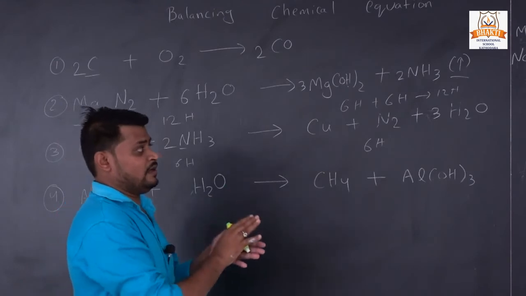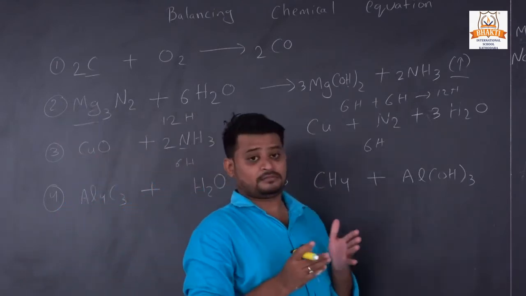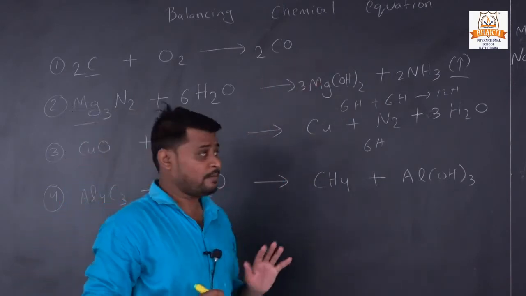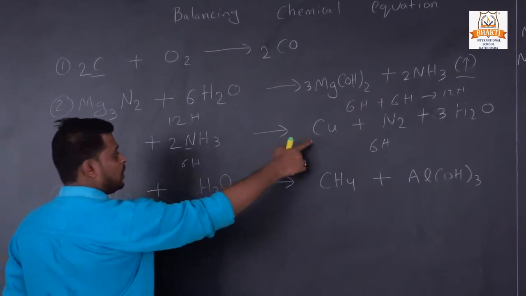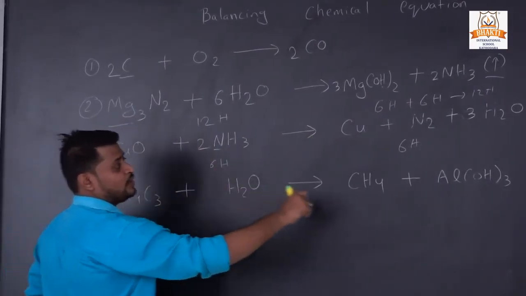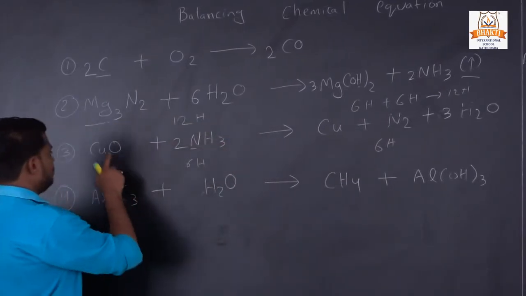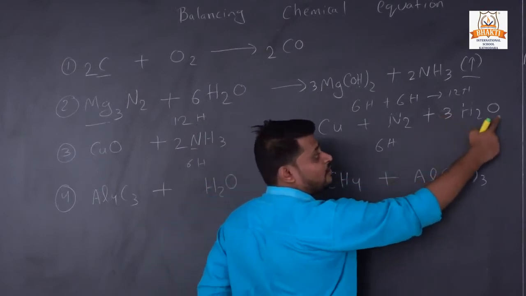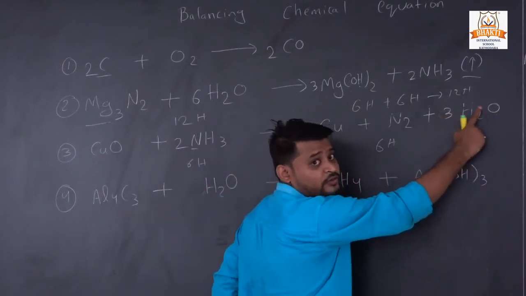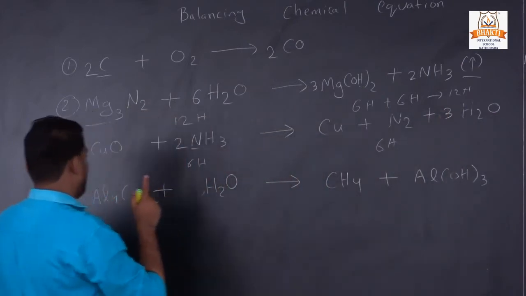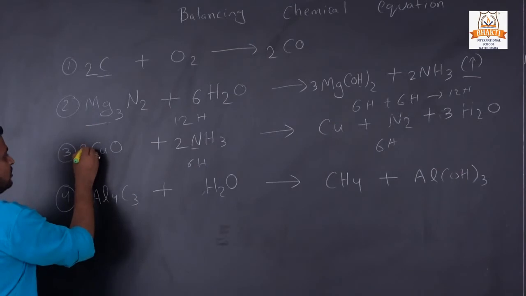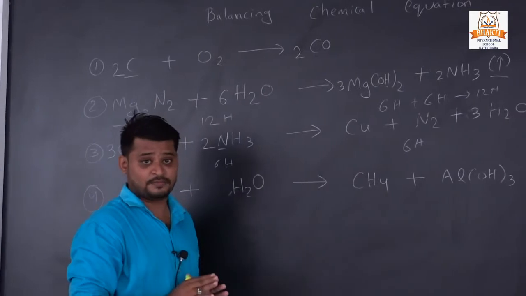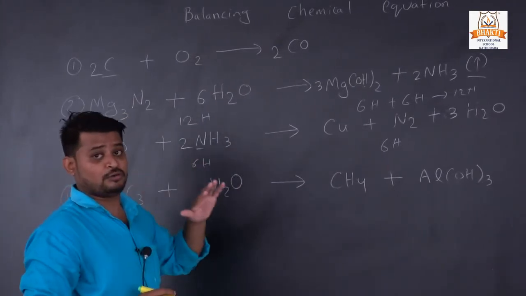But we will check again. If we multiply any element with any number, then we have to check from the starting. Now here copper 1, nitrogen 2, here nitrogen 2, now oxygen 1, but here in the product oxygen was 3, so it will be unbalanced. So we have to multiply oxygen here with 3. Now 3 oxygen. We will again change and multiply oxygen with 3. So we have to check again.